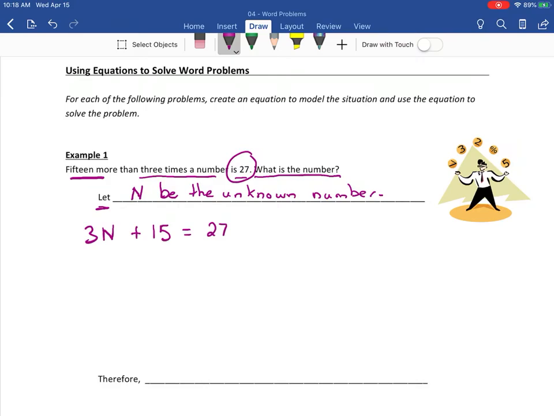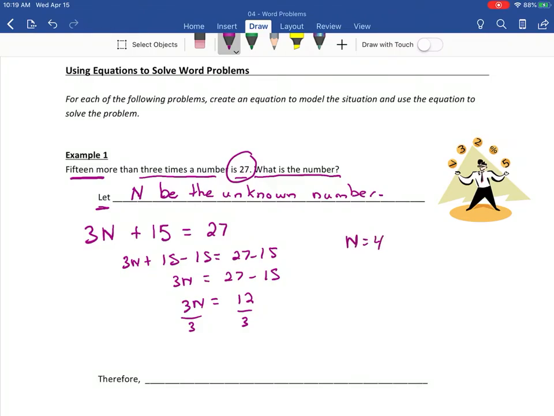The rest of this is just equation solving, like the rest of the chapter. If we want to do the opposite of add 15, then we've got to subtract 15 from both sides. Maybe you don't even write that step now. Maybe you just go, okay, when I move add 15 over, it becomes subtract 15. It's okay if you write the step. I like the step, but if you're skipping over that, that's okay. Then 27 minus 15 is 12. Divide both sides by 3, and I get n equals 4.